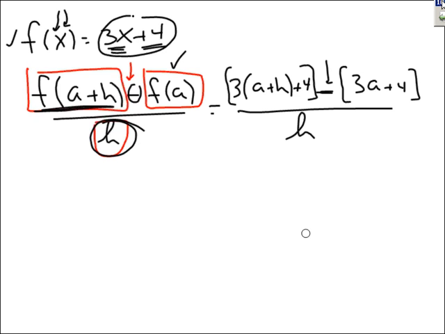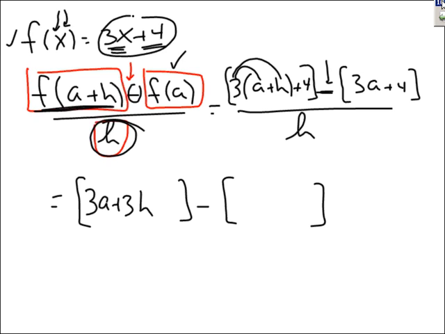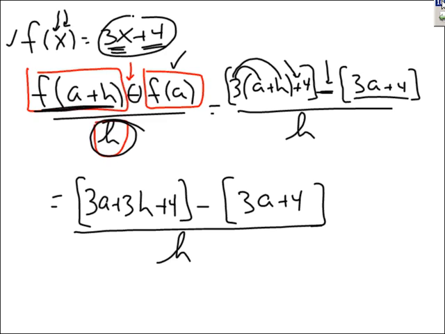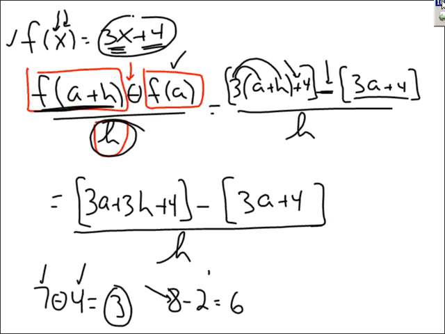Let's simplify, if possible, what's inside each of those big brackets. We have 3a plus 3h plus 4. In the second bracket, we really can't simplify: 3a plus 4. And all of this is being divided by h. Now what you have to realize is that when you subtract two numbers, the answer you get is how much bigger one number is than the other. 7 is 4 more than 3. That's why the difference was 3. Subtraction is difference. 8 minus 2 is 6. Why? Because this number is 2 more than that number.